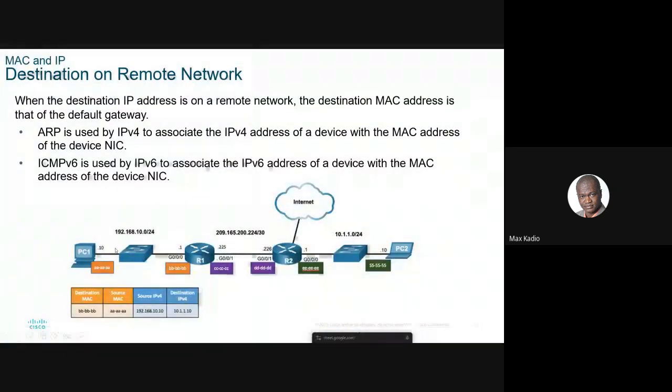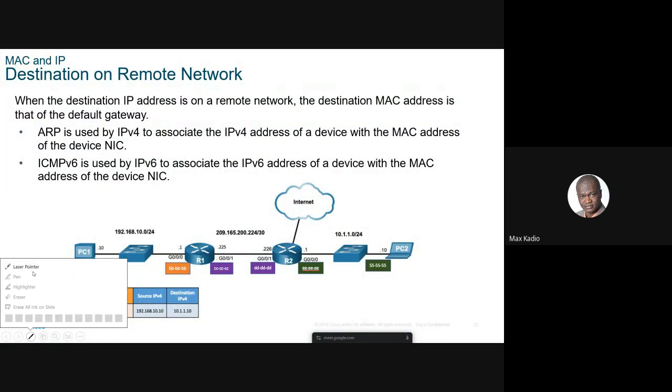Let me show you. Because your packet will leave your PC to go to a router, and the router will also forward to another router until it reaches the destination. But when your packet leaves your PC to go to a router, what will be the information here?